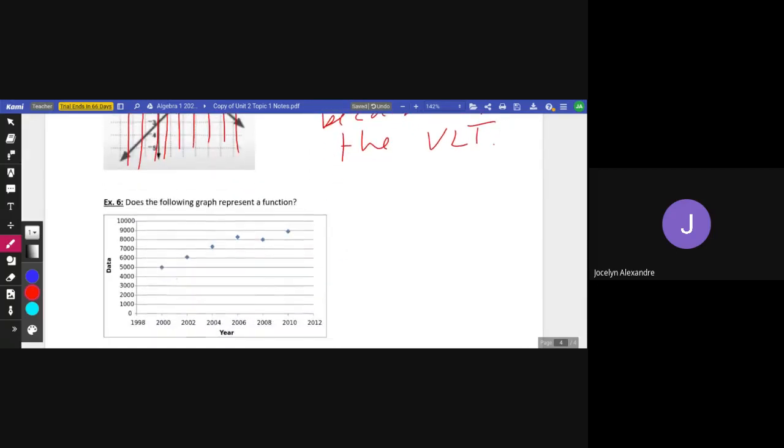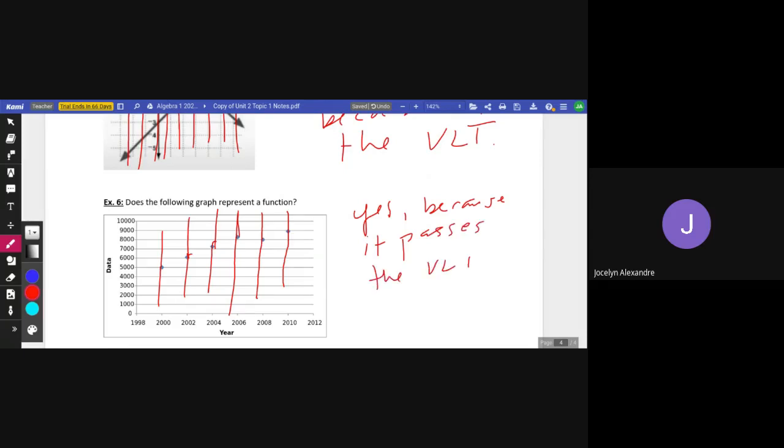Next example, does this represent a function? So we've got another scatter plot here. So we draw a vertical line through each of these. And this looks great because for every vertical line I draw, there's only one dot on the vertical line. So yes, because it passes the vertical line test.